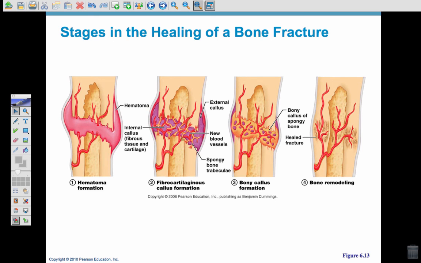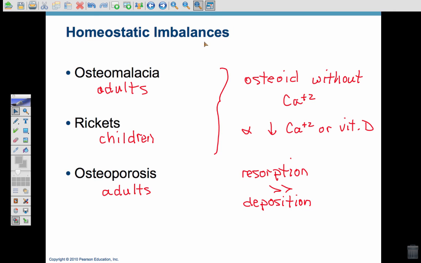It's quite successful. Now, finally, I just want to touch on what can happen when you have imbalance in the various aspects of bone tissue. It results in particularly two kinds of pathologies. One is where there is a deficiency in calcium or vitamin D, which can cause a deficiency in calcium because it affects the way that calcium is absorbed out of the diet.